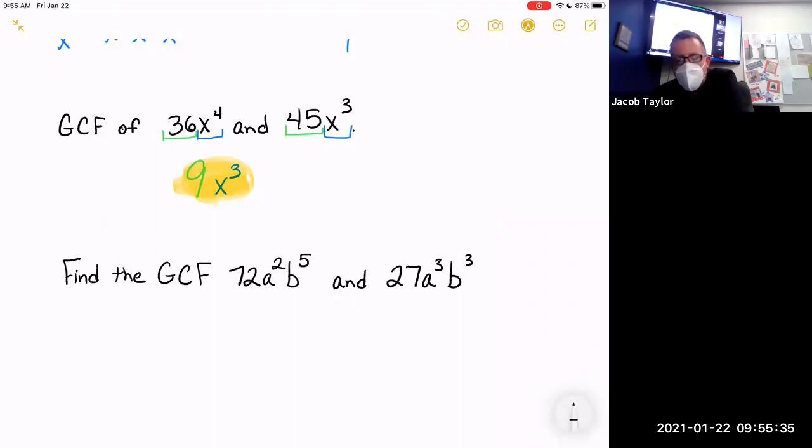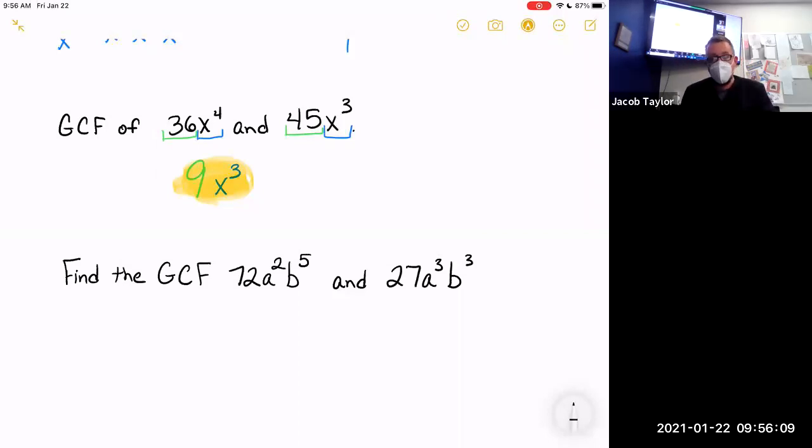We do GCF with both numbers and variables. So in the example that I just wrote, the GCF of 72a squared b to the 5th and 27a cubed b cubed, first we're going to find the greatest common factor of 72 and 27. Then we're going to find the greatest common factor of a squared and a cubed. Then we're going to find the greatest common factor of b to the 5th and b cubed. And then those three things that we found multiplied together is the greatest common factor of the entire monomial.